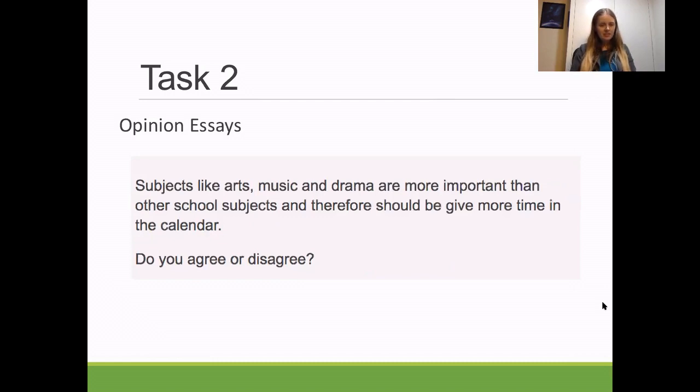Again, with opinions, subjects like arts, music, and drama are more important than other school subjects and therefore should be given more time in the calendar. Do you agree or disagree? So sometimes it's very clear they're just asking agree or disagree.